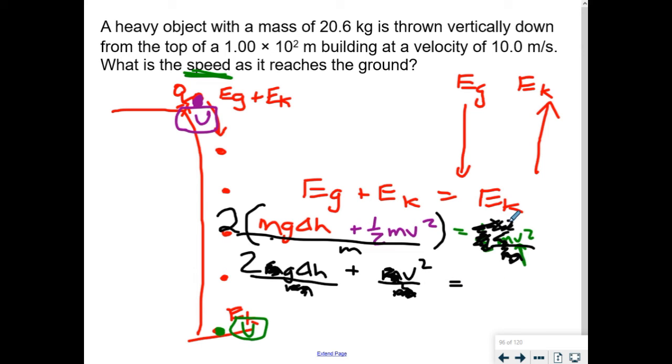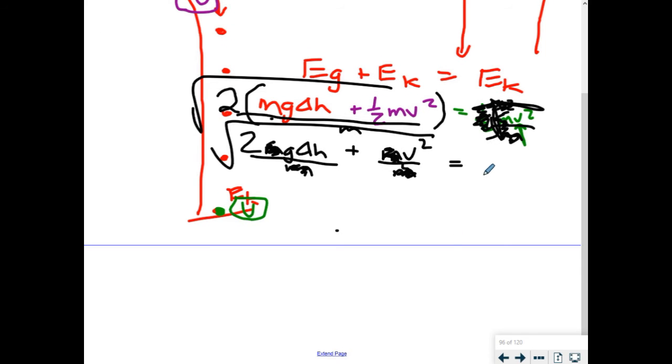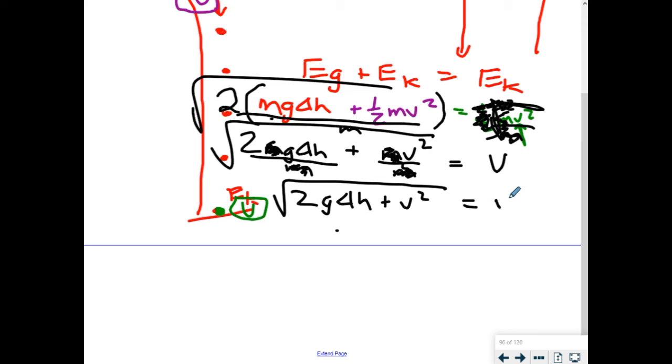The last step is that this was equal to v squared. So to undo the squaring of something, you've got to square root everything. So you need to square root all of this. It's getting a little bit messy here in terms of what's left, but hopefully you're able to follow what's there. What I'm left with is a 2g delta h plus v squared, and all of that got square rooted to give me v.